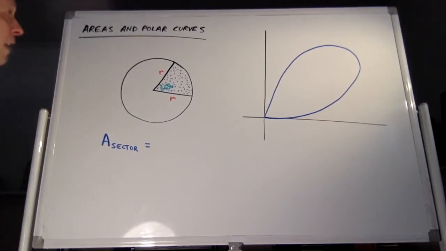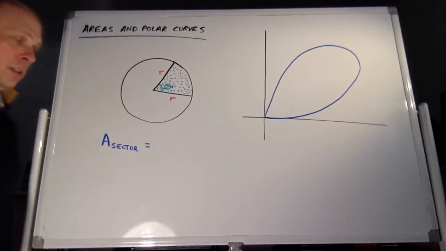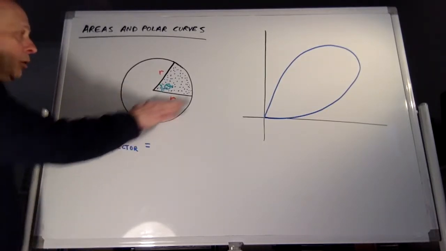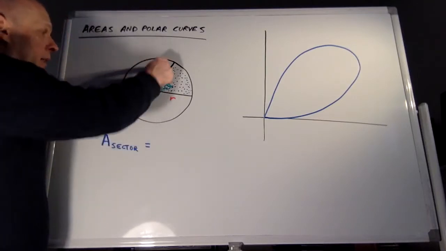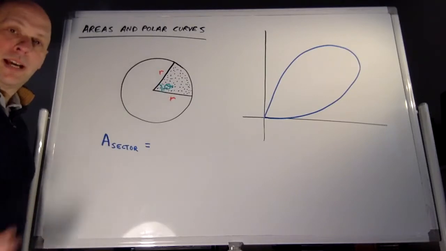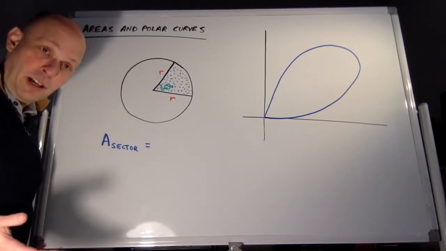And today we're going to talk about areas and polar curves. Our story begins with a circle with what's known as a sector. A sector is basically a pizza slice out of your circle. And you may or may not know the formula for the area of a sector.